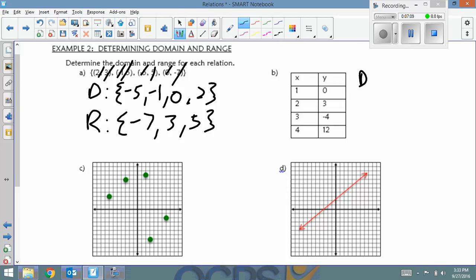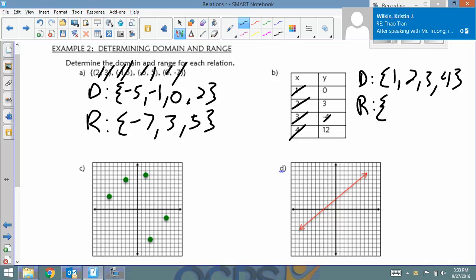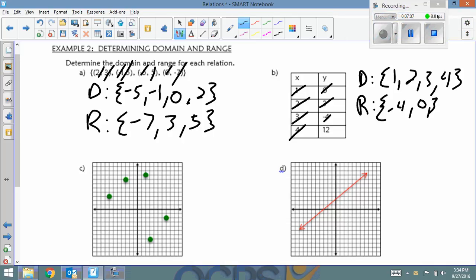So on letter B, again, domain is X, so we're going to look at our X values, and we're going to order them from smallest to largest, so it's going to go 1, 2, 3, 4. And then our range, our smallest Y value, because range is Y values, is negative 4, so we go negative 4, 0, 3, and 12.